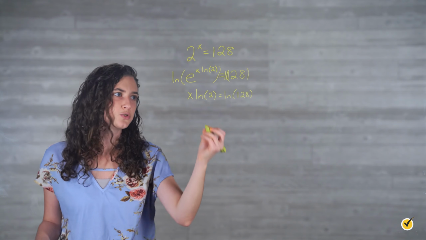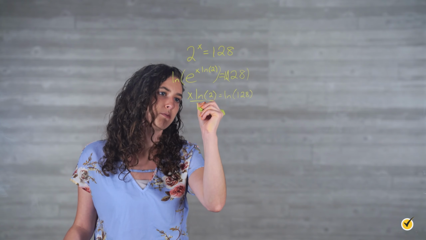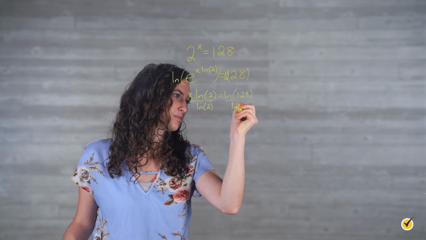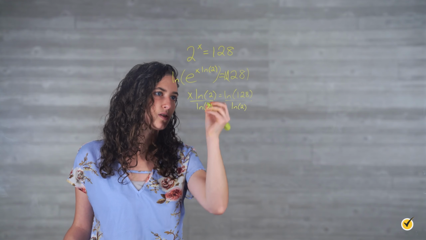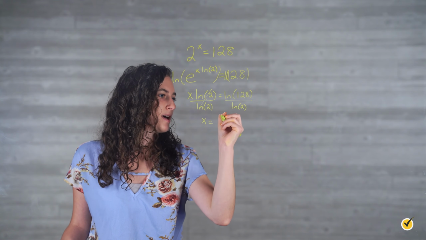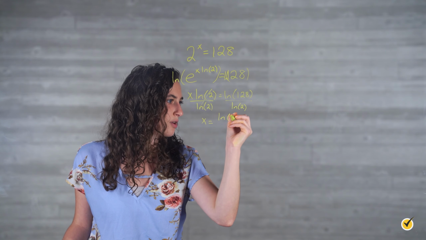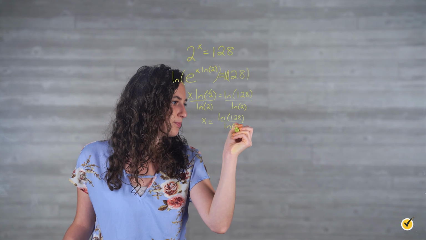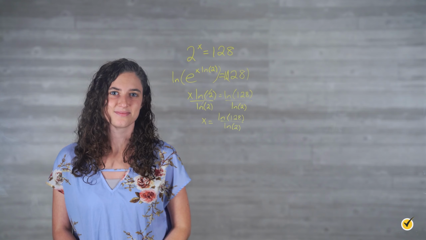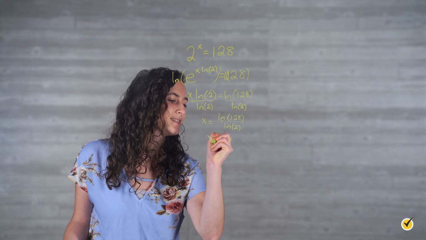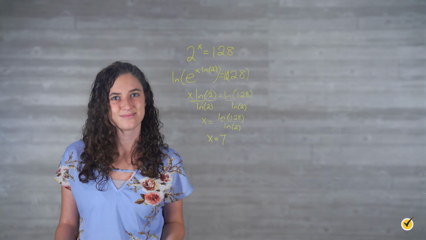From here, to solve for x, we can divide by the natural log of 2 on both sides. These will cancel out and we'll be left with x on the left side. So x is equal to the natural log of 128 divided by the natural log of 2. This solution, if you plug it into a calculator, can be simplified to x equals 7.